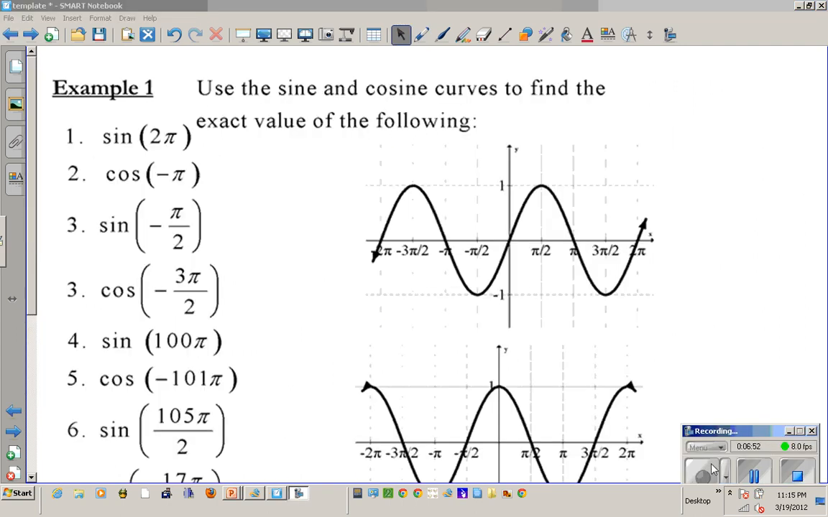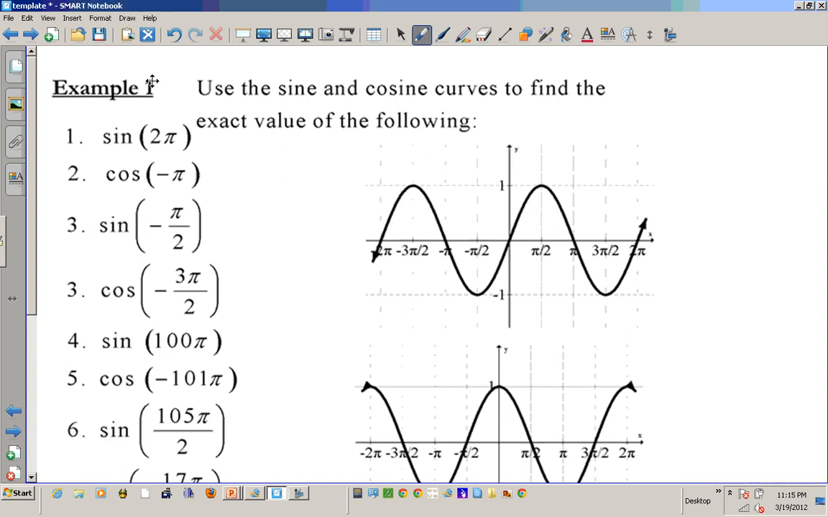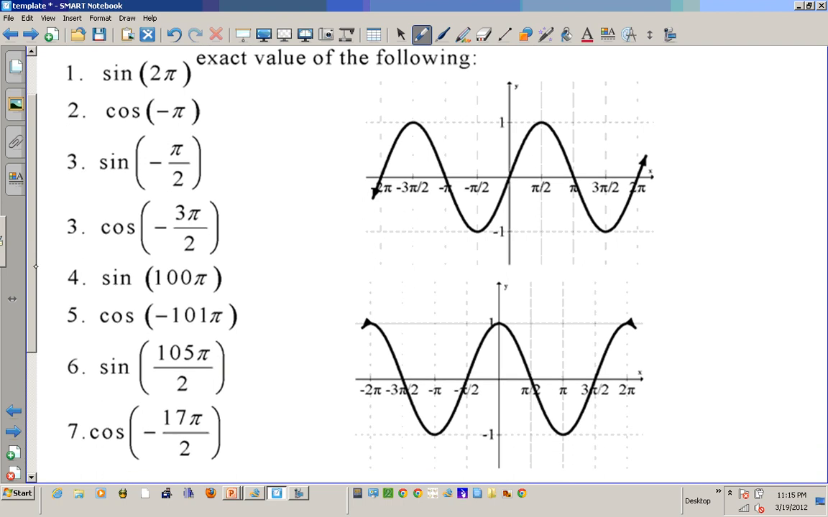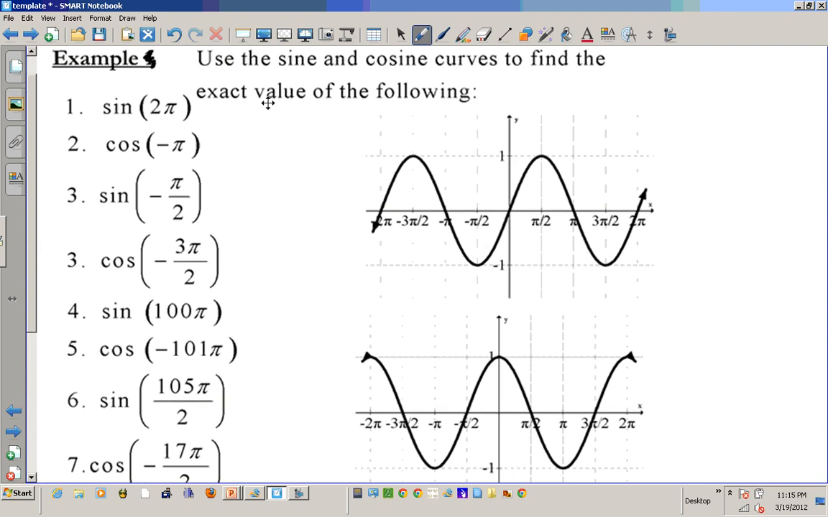Alright, so you can flip your sheets over. This is another example set that we're going to be looking at. In these 7 problems we're going to do, we're going to use the sine and cosine curves to find the exact value of the following. So this is y equals sine x. This is the sine curve, and this is y equals cosine x. This is the cosine curve, okay?